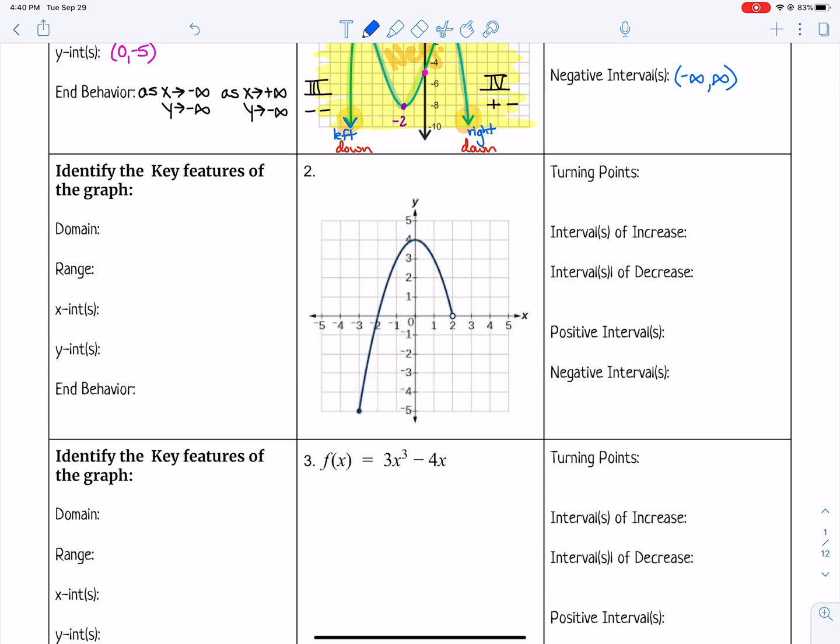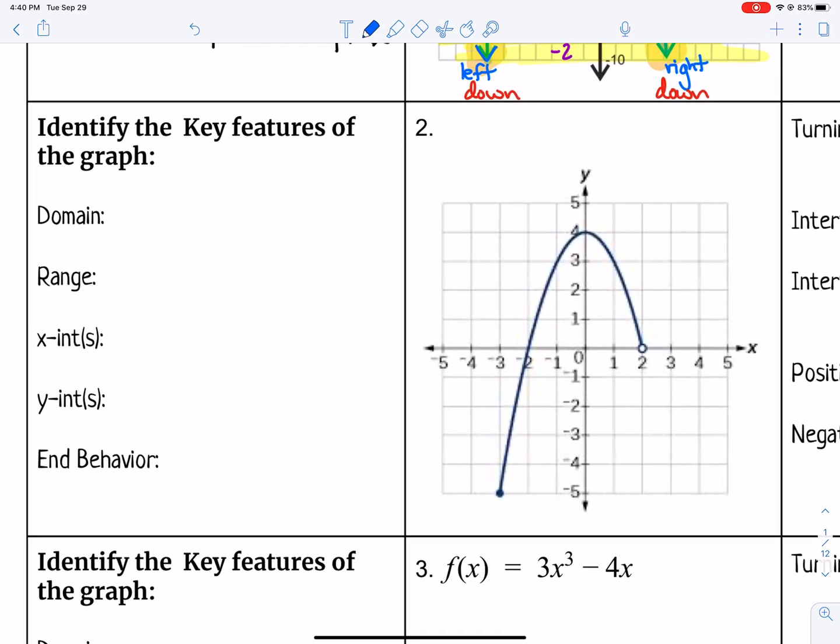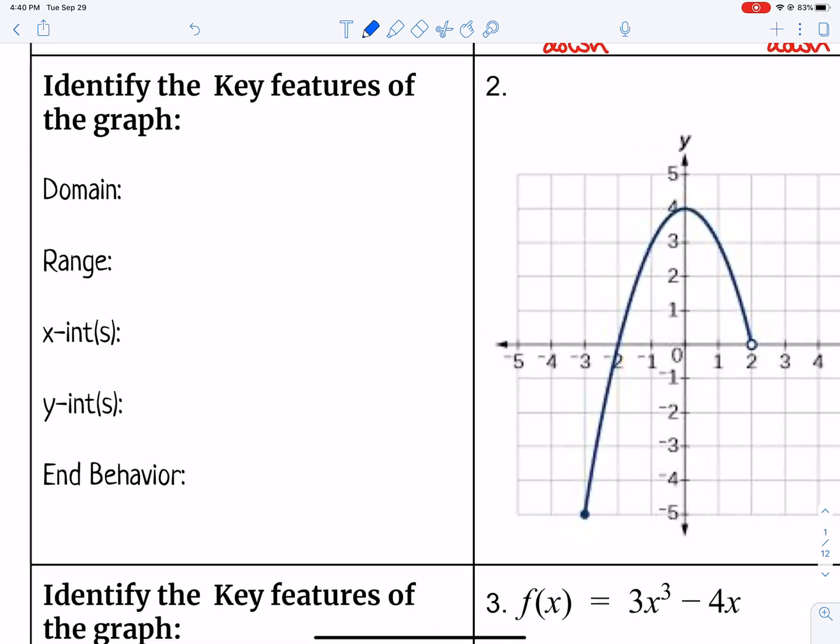It says identify the key features of the graph again and asks us for the same things. So let's look at domain to start with. How far does this graph go left and right? Okay, and it's the x values that we're focused on. So left, my farthest left value of x was at -3, and it's equal to -3, so put a bracket. And then I go all the way to the right, all the way to 2, but it's not equal to 2, so I need to put a parentheses with the 2.